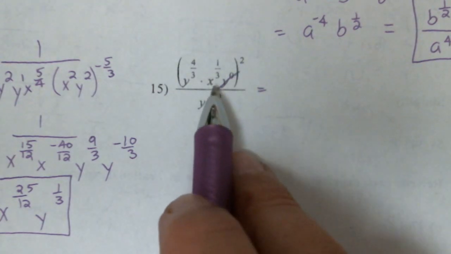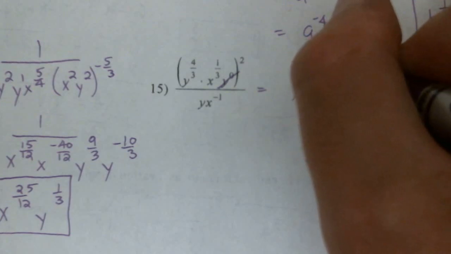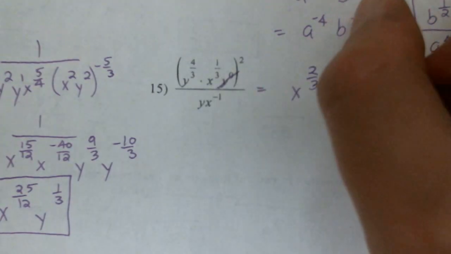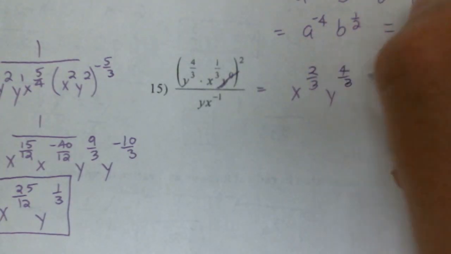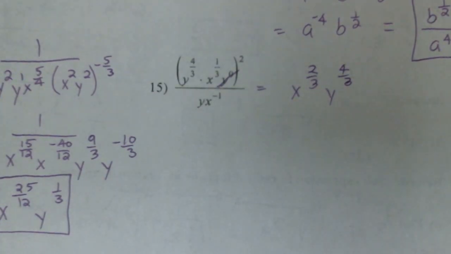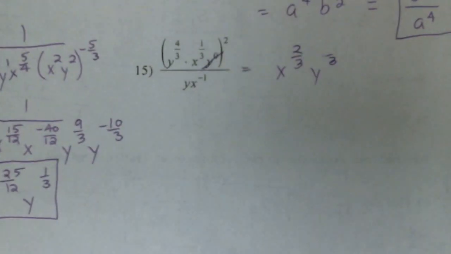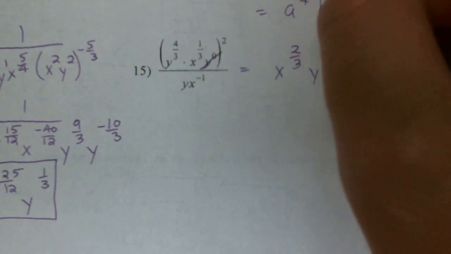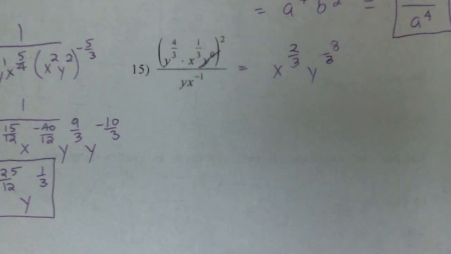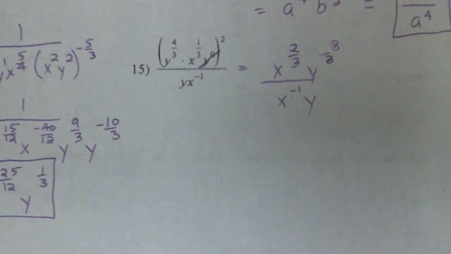I don't know why they put the y's in front. It's kind of weird, but x to the 1/3 times 2 is going to be x to the 2/3 on top. And then I have the y to the 4/3. I also have to multiply the 4/3 times 2. Okay, 4/3 times 2 gives me 8/3. All of that's going to be over x to the negative 1 y.